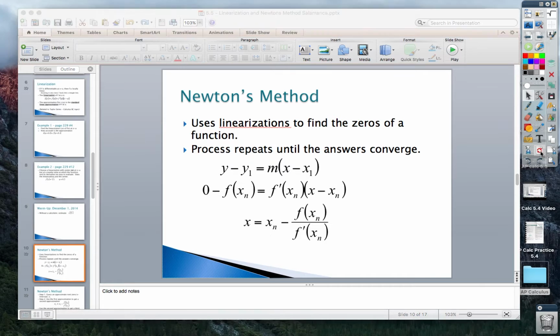Now, let's take a look at Newton's method. Newton's method is another method for us to find the zeros of a function. It basically uses linearizations to find these zeros. Now the process repeats until the answers converge. So basically, we're going to continue to do this process until we get to a number that's very close to the exact answer. And this could be done hundreds of times. But we're not going to do it that many times.